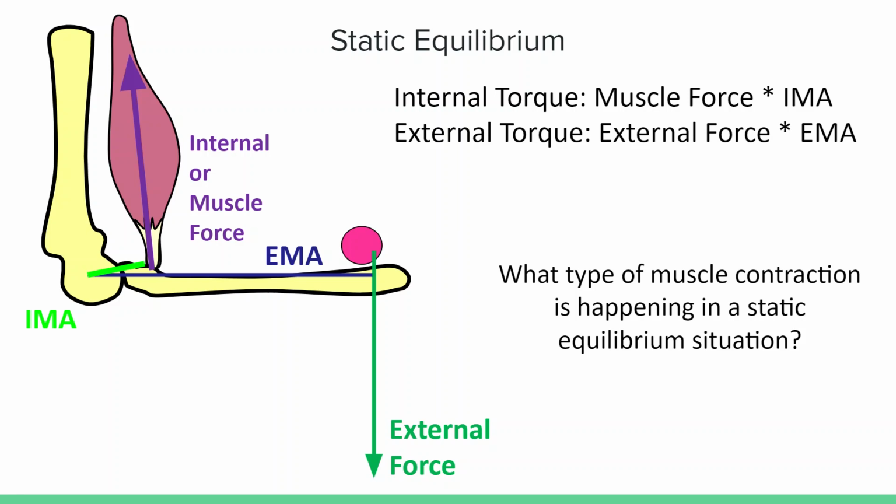And so the question is, what type of muscle contraction is happening in static equilibrium, which is like a snapshot? And that would be an isometric contraction because we're looking at it statically, so there's no motion.